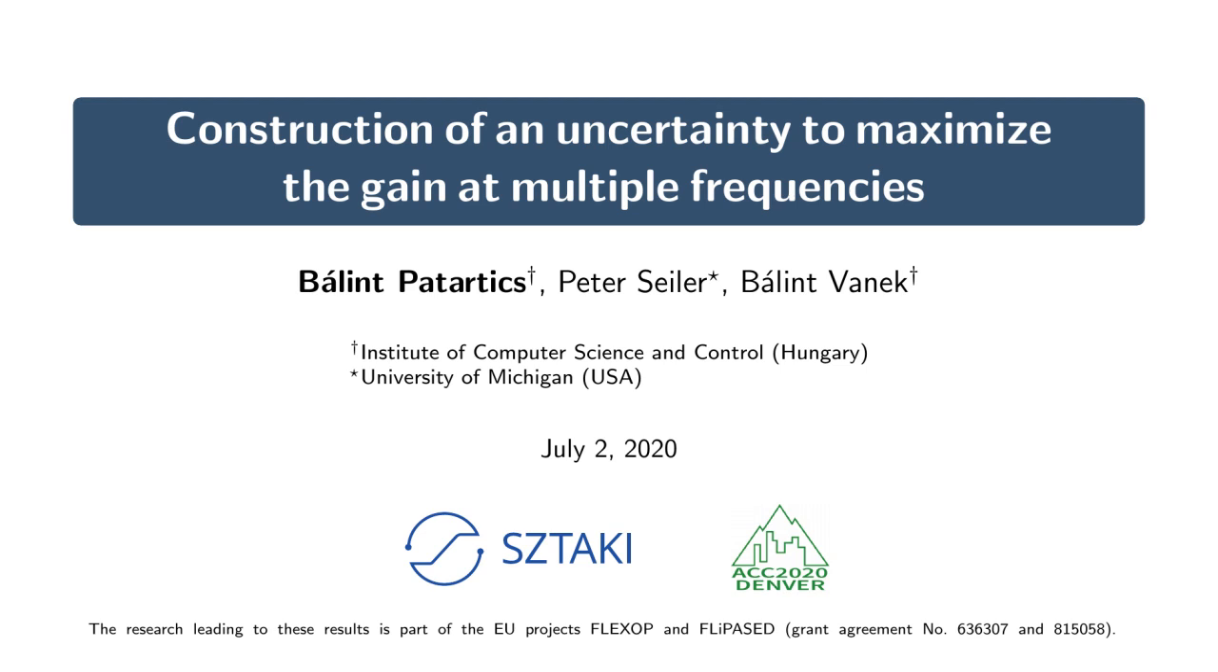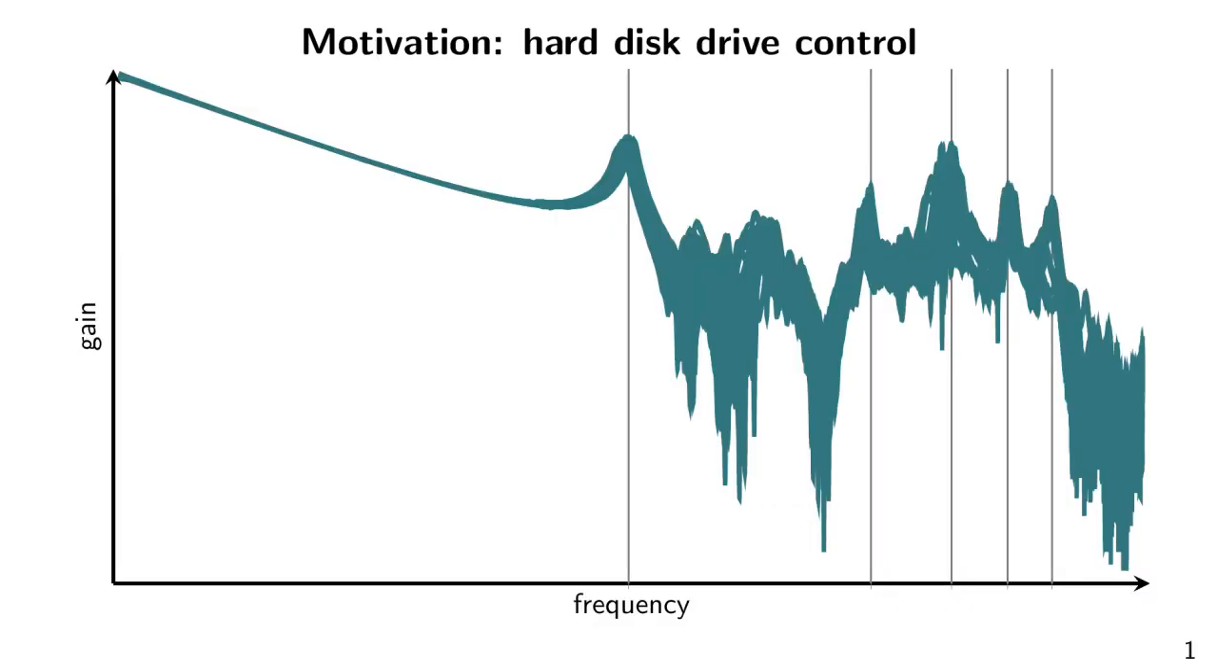In this talk, I'm going to outline a method to construct an uncertainty sample that maximizes the gain of an uncertain system at multiple frequency points. First, let me motivate this approach to uncertain systems by presenting a hard disk drive control problem.